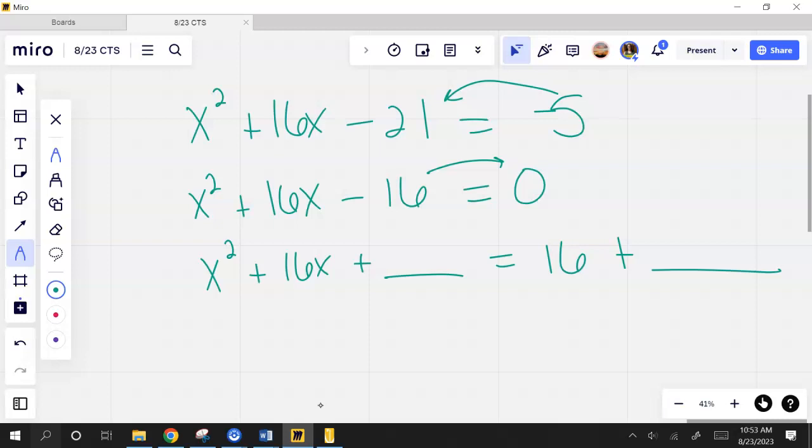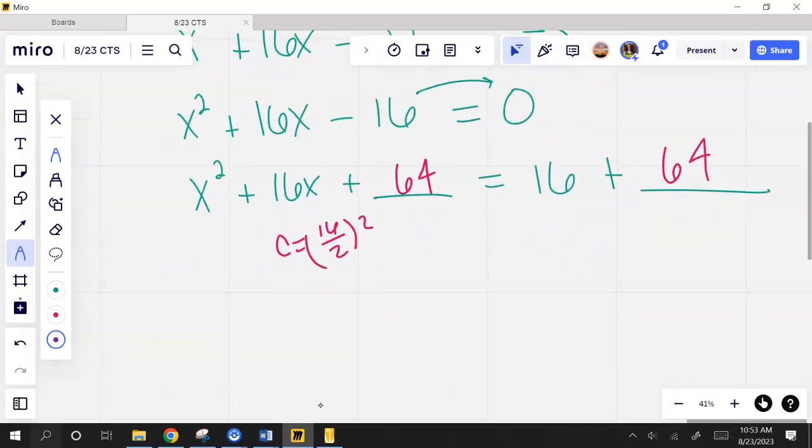All right, so your good C. What goes in the blank for the good C? 64. Half of 16 is 8, and 8 times 8 is 64. That's exactly right. Factor the left side. Yep, equals 80.